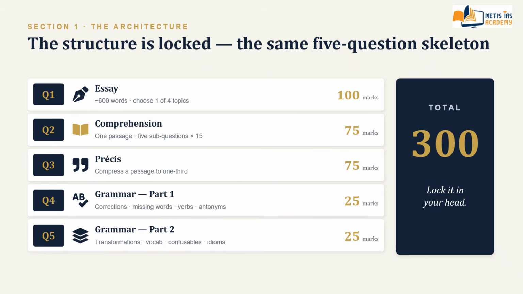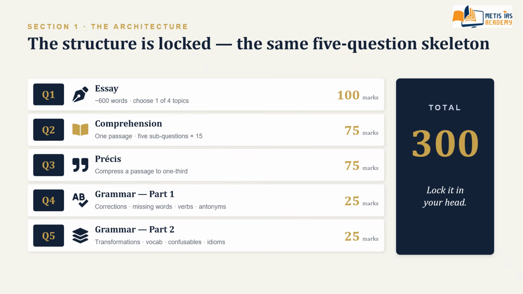So in these 5 questions, first one is the essay carrying 100 marks, then comprehension, they will give one passage, 5 sub questions, each sub question carrying 15 marks, total 75 marks. Then comes précis writing. They will give you a passage. You have to read carefully, and after reading you have to compress the passage to one third. It's meaningful compression rather than random compression.